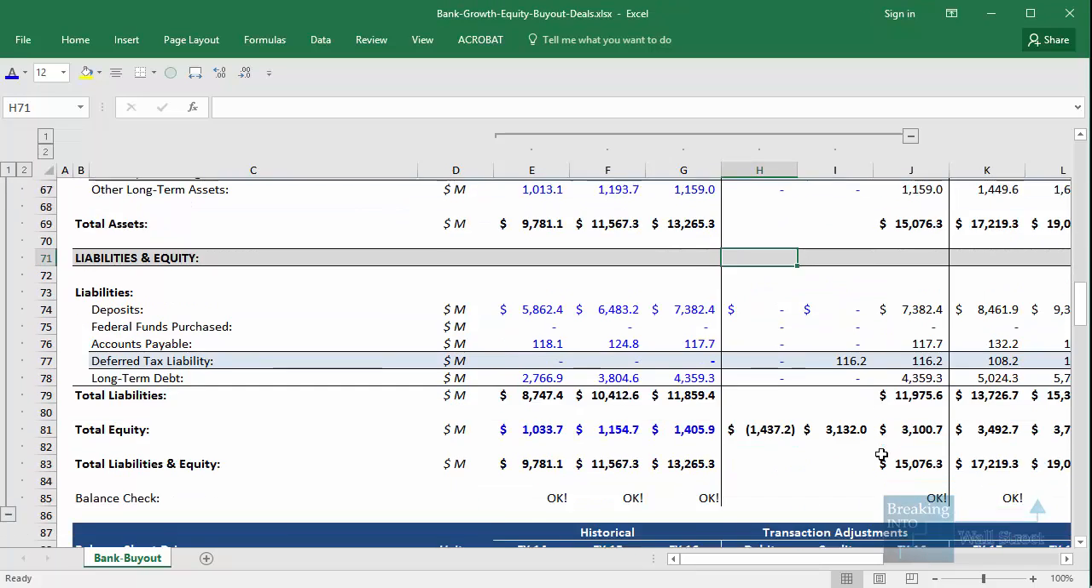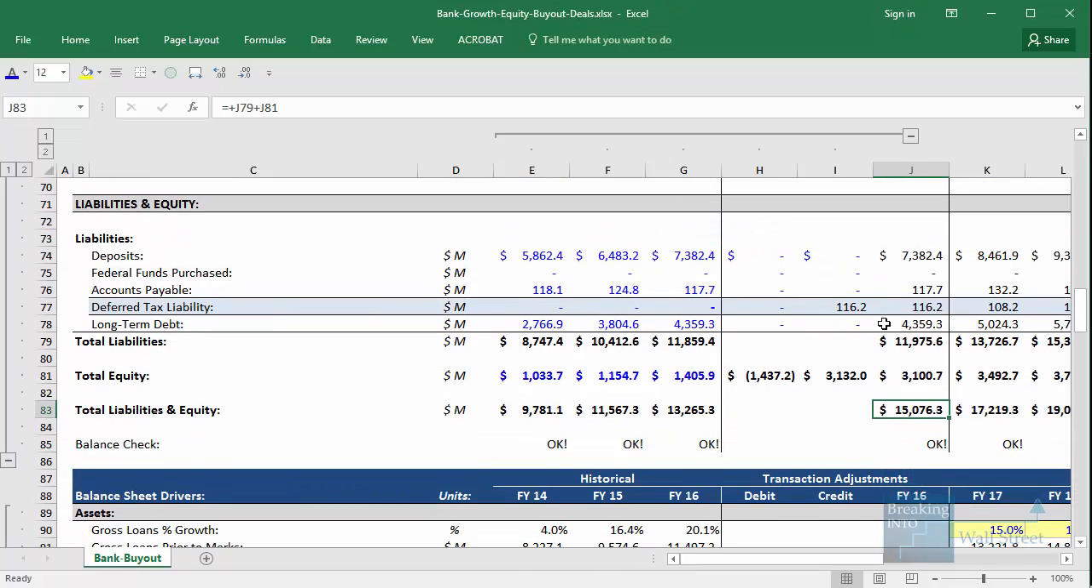And then on the other side, you will create a deferred tax liability. You may adjust the values of the debt, the deposits, and other items as well, although we don't do it here. And then you'll write down equity and replace it with the new equity that the PE firm is using to buy this bank.